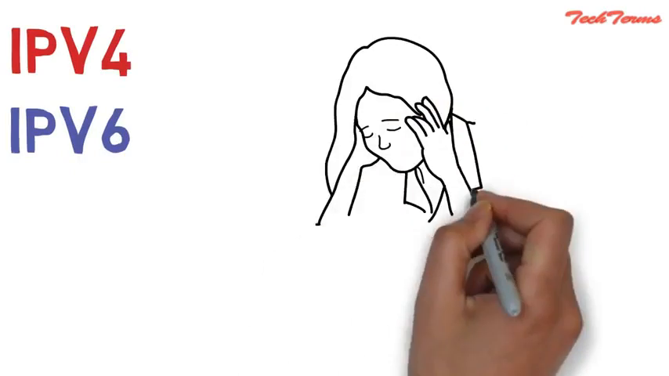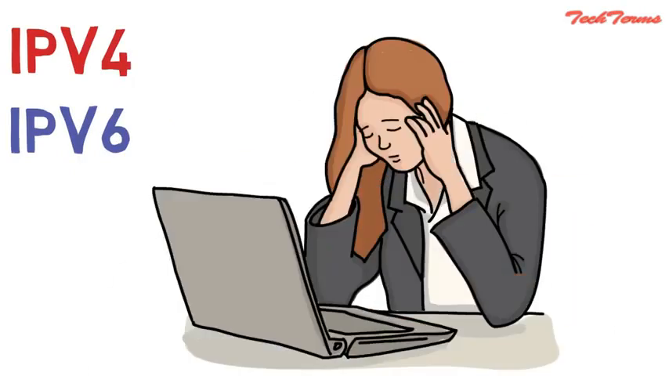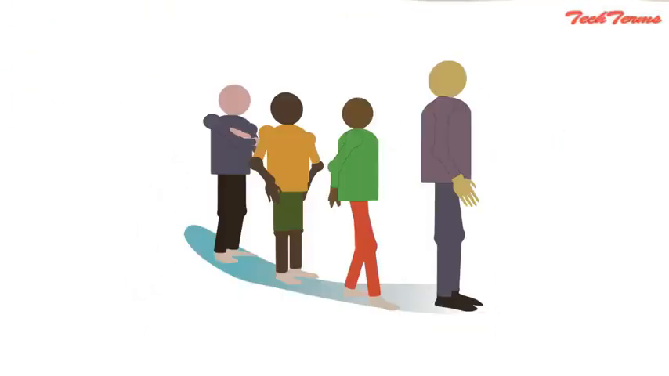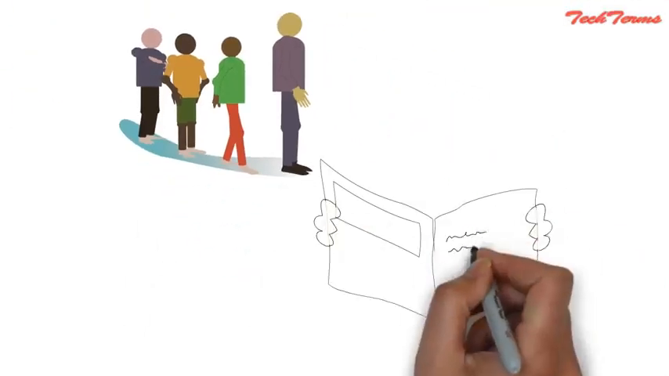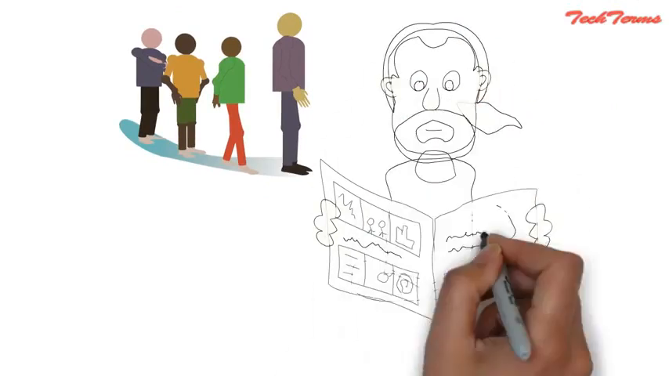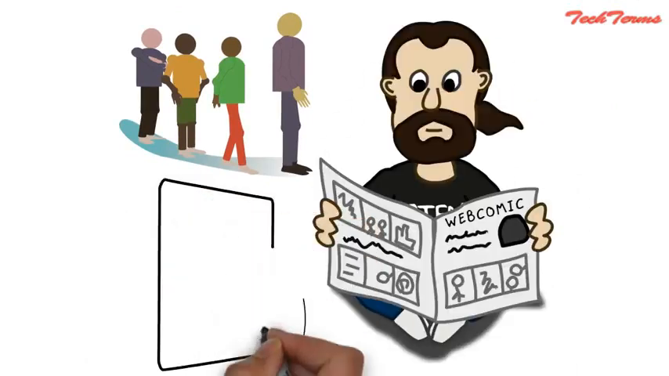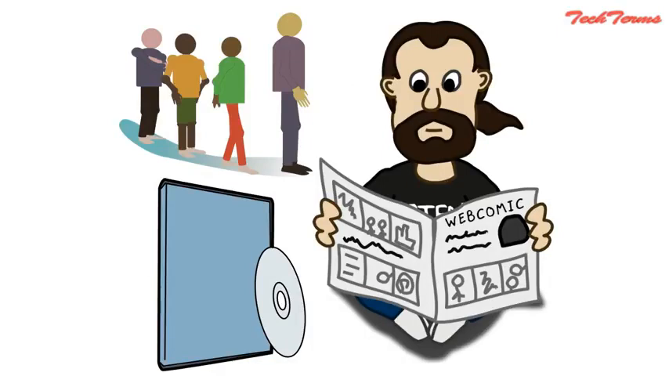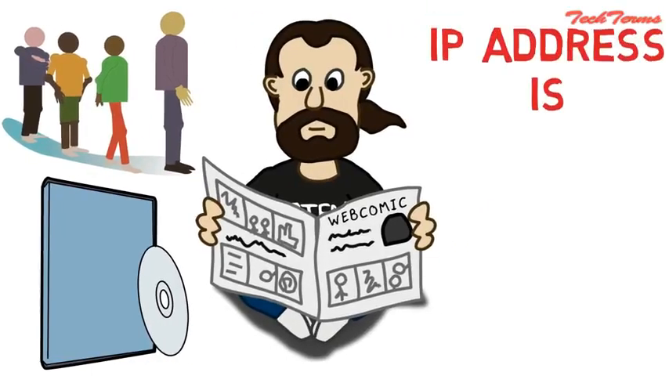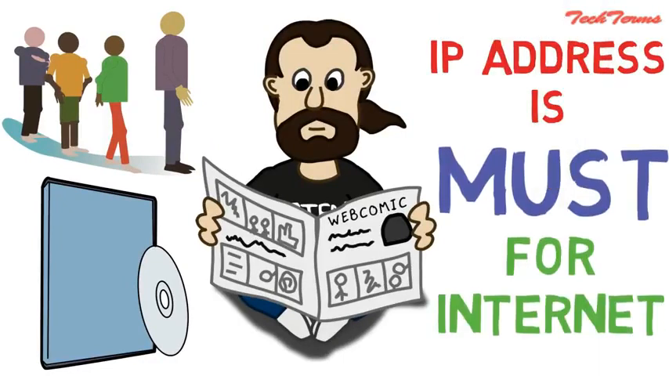Without this numeric protocol, we would not be able to connect to internet. And without internet, we would be standing in long queues to get our train tickets, we would be looking at newspapers to see where jobs are available, and we would be buying storage devices like CDs because without internet, cloud storage would not work. So, IP address is a must for internet connection.